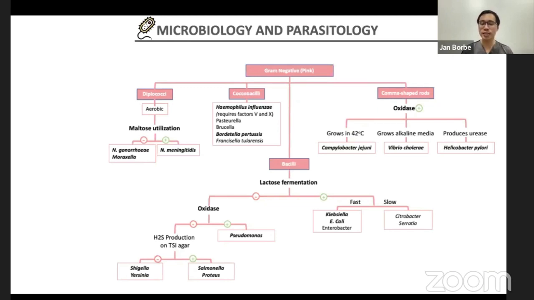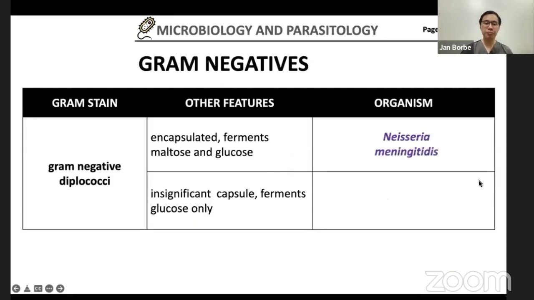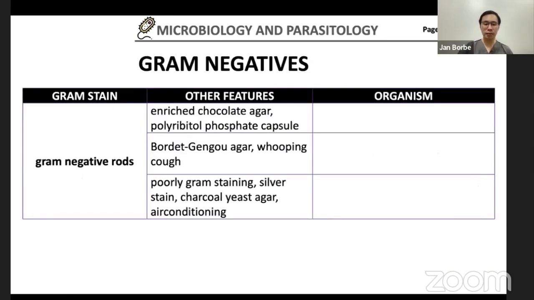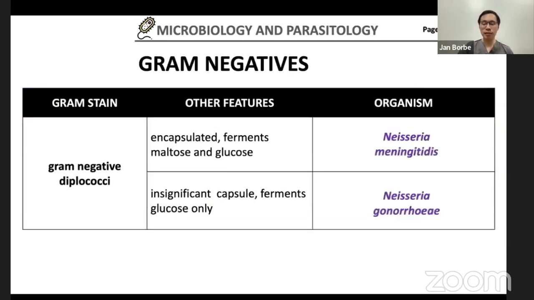So, Moraxella is asaccharolytic, so negative on our table. The rest, we will go through as we go along. So, gram-negative diplococci, what do we have? You have either Neisseria or Moraxella.